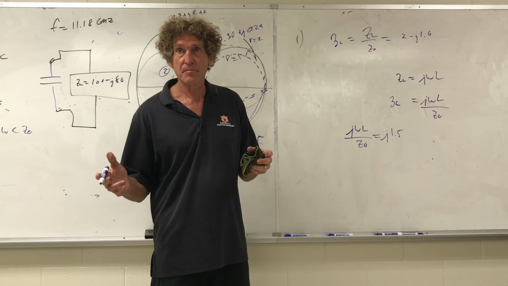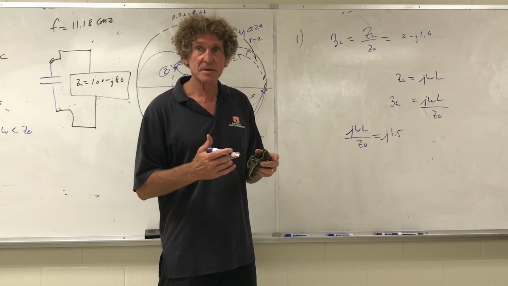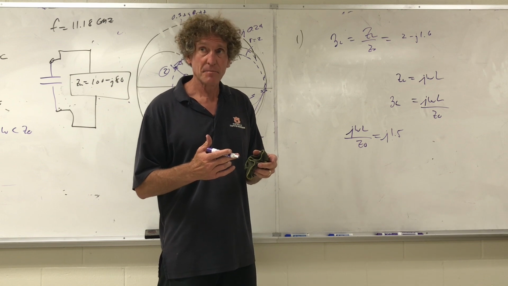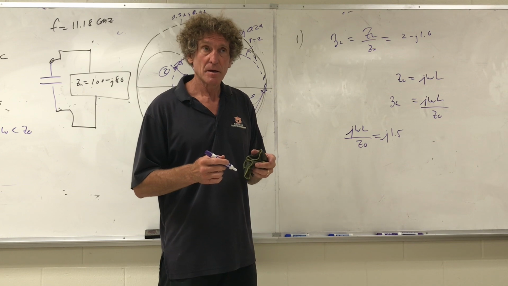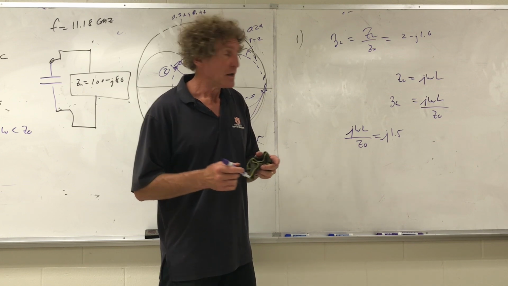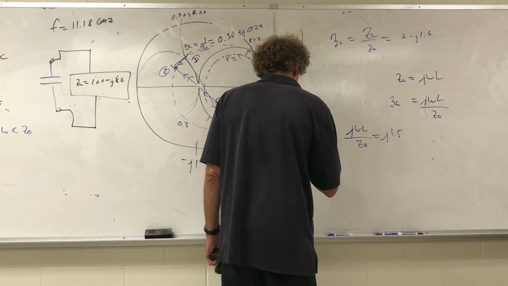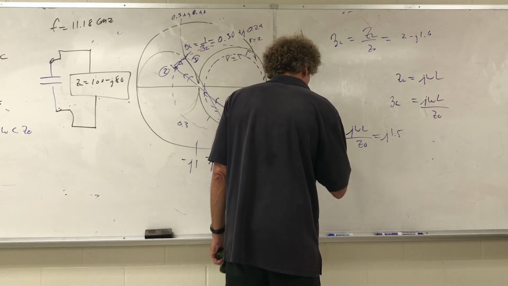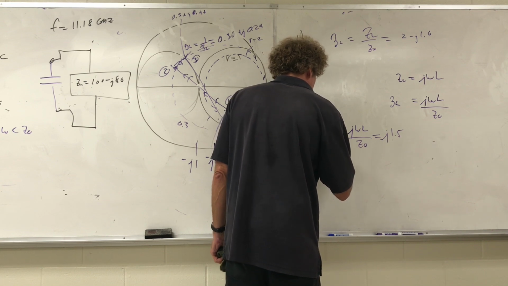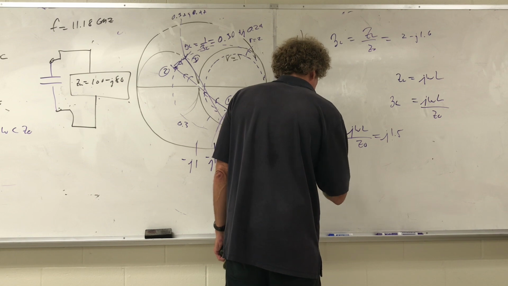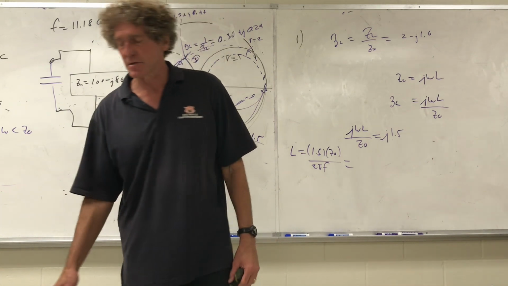I'm just showing you. Is everybody following the idea behind this and the reasoning? Everybody? Andrew? And Greg? You good? Now, what does that give you for L? Well, L is going to be proportional to 1.5 times Z naught, which is 50, divided by 2 pi times F. And F is at 11.18 gigahertz, which is a high frequency.